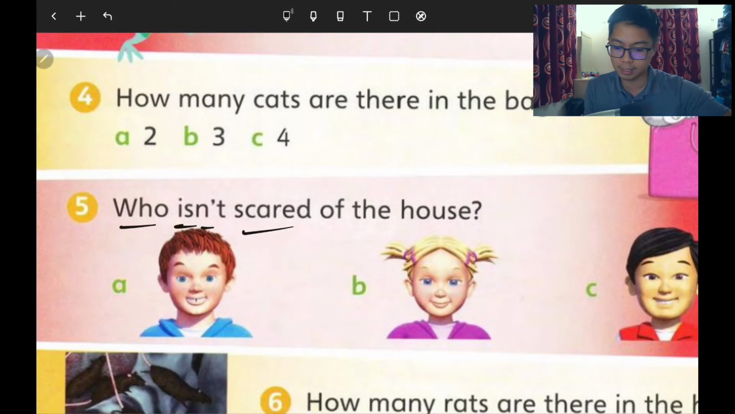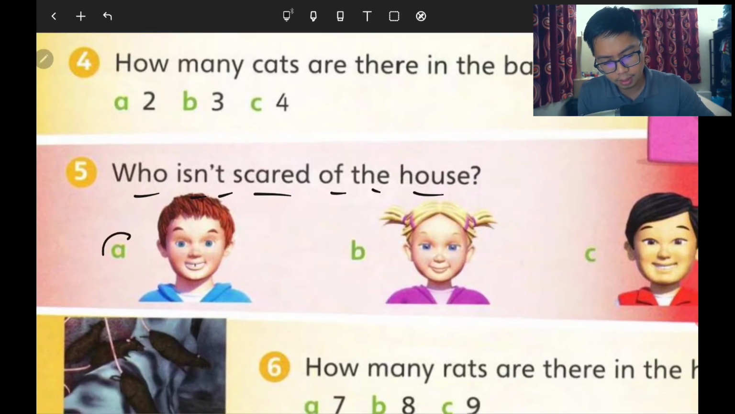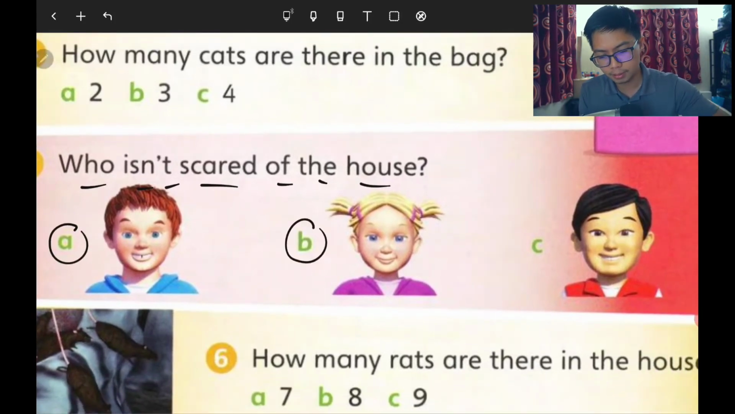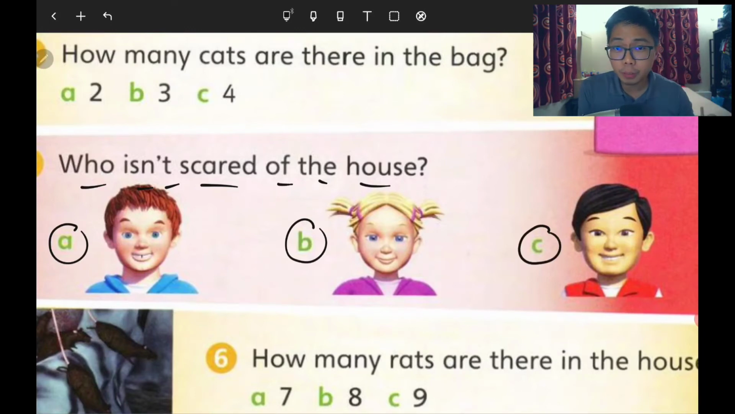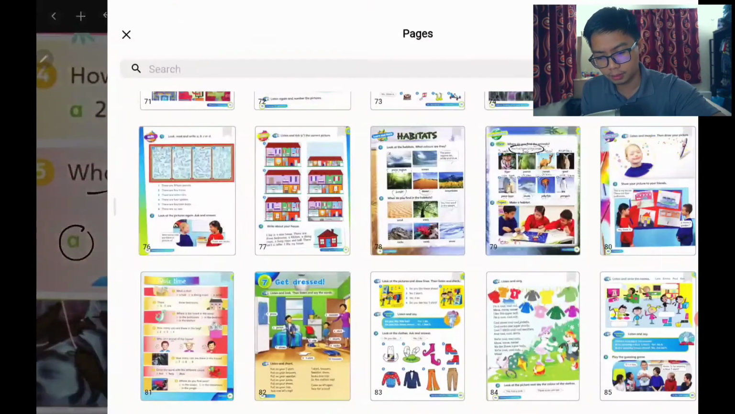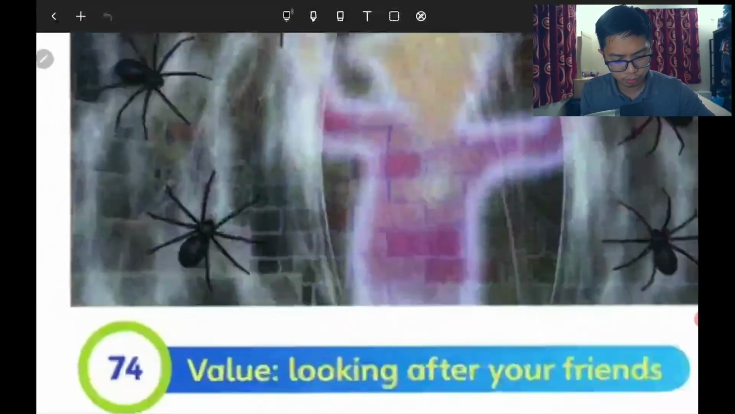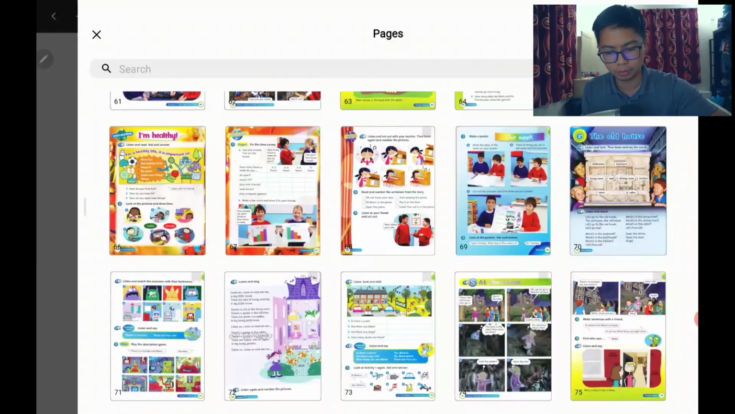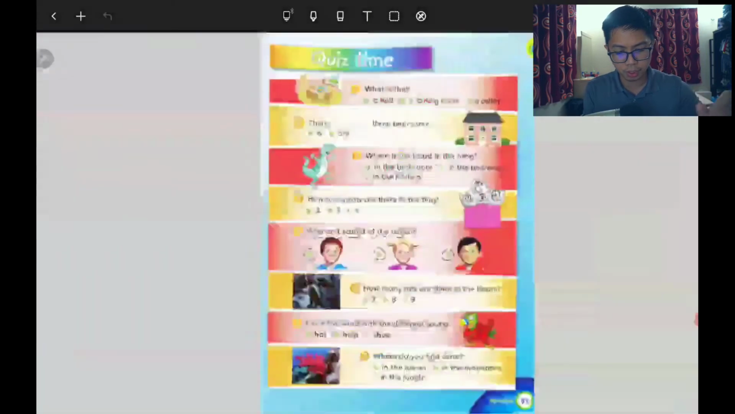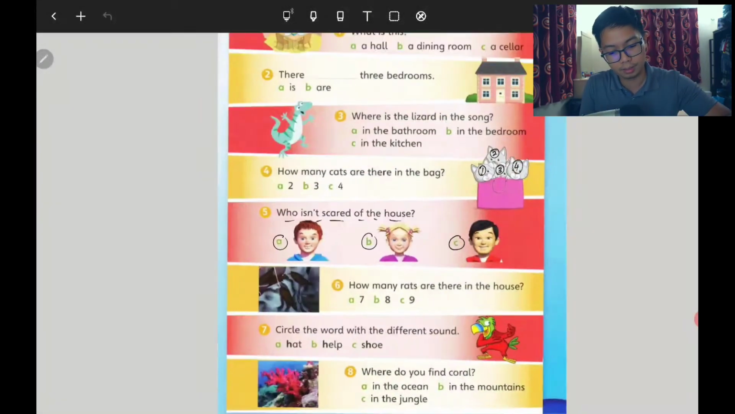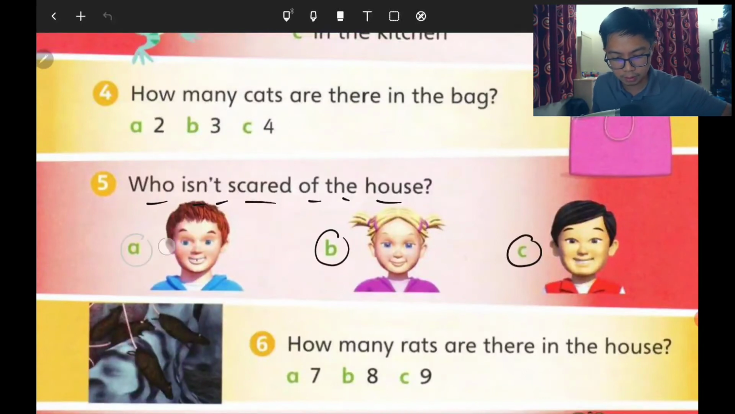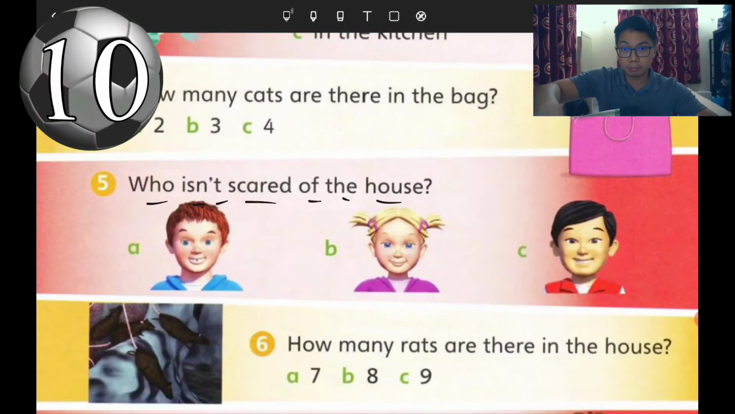Who isn't scared of the house? Siapa yang tidak takut? Is it A, B, or C? Do you still remember the story? It was on page 74. Who isn't scared of the house? That went into the house to check whether there's a ghost or not. Okay, so you have 10 seconds starting now.